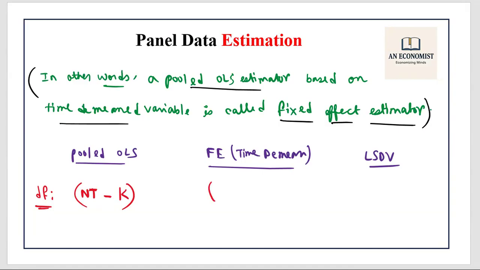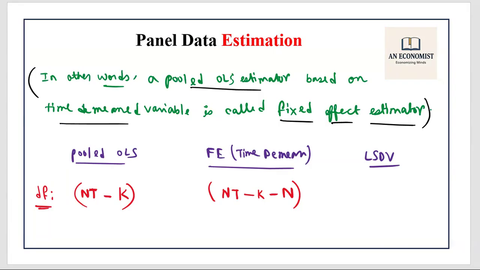Now, interesting thing happens in the fixed effect in the time demeaning case. In the time demeaning case, this total number of observations remains the same. The total parameters also remains the same. But here you have to additionally subtract one N. Why is this so? Because you will lose 1 degree of freedom per entity due to the entity specific intercept. That is the fixed effect.